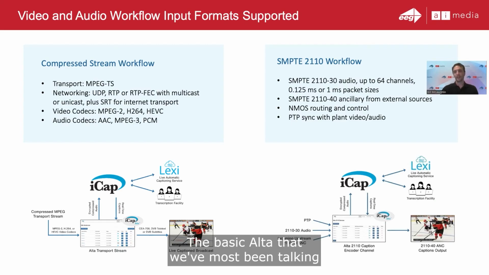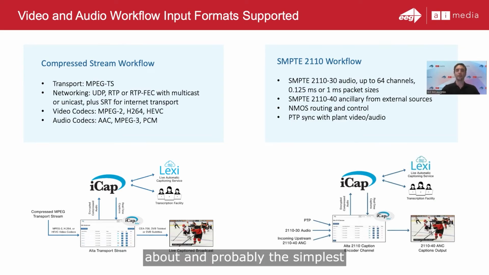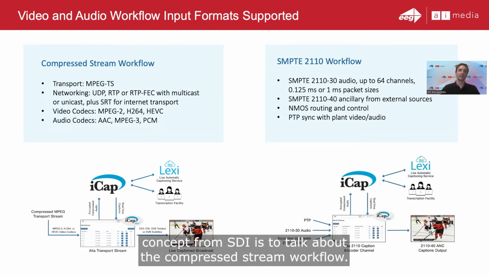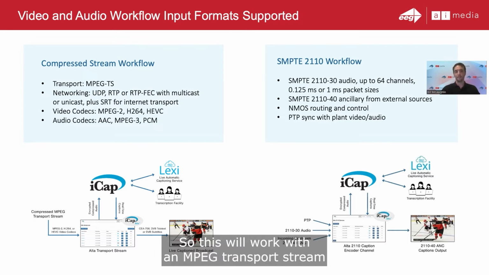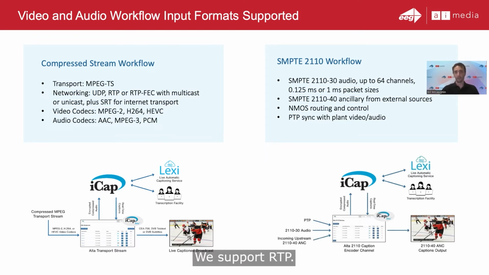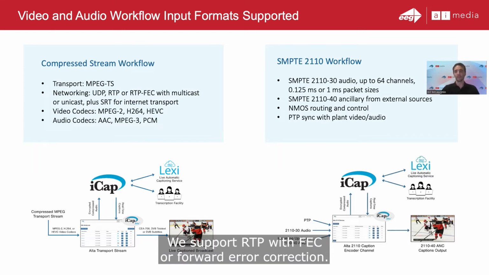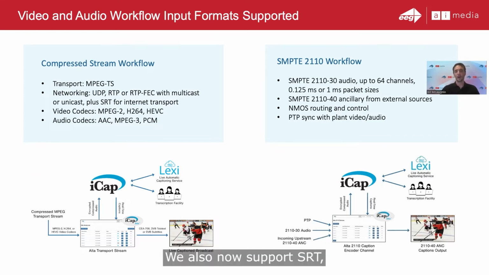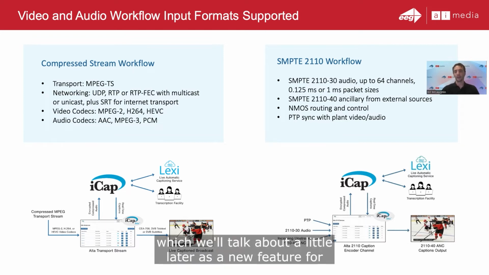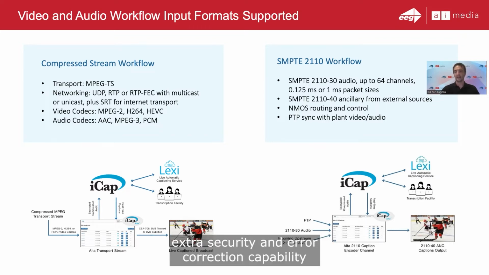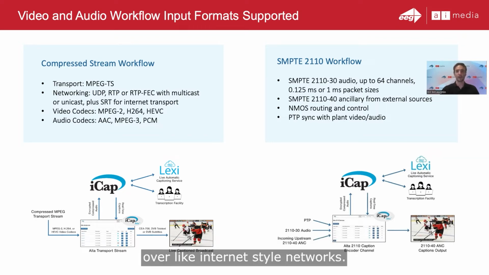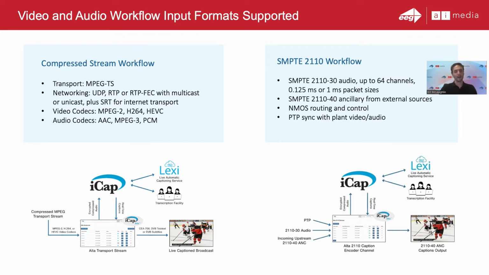The basic Alta that we've most been talking about, and probably the simplest concept from SDI, is to talk about the compressed stream workflow. So this will work with an MPEG transport stream, and that MPEG transport stream can be wrapped in the network in a couple of different ways. We support RTP. We support RTP with FEC or forward error correction. We also now support SRT, which we'll talk about a little later as a new feature for extra security and error correction capability over internet style networks.